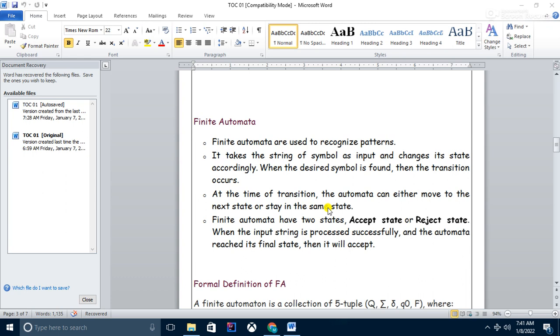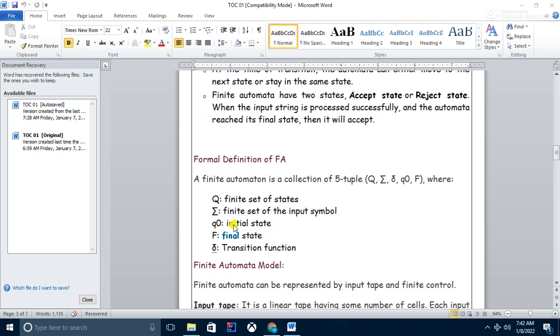So in this way, the automata basically work to move from one state to another state based on the input string, and during this process, if it reaches the final state, we can say that the input string is accepted by the finite automata. Otherwise, it is rejected by the finite automata if it is not leading to the final state.